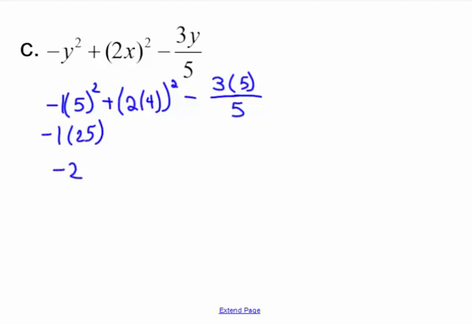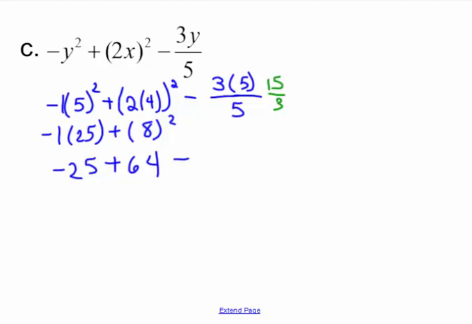Order of operations says I have to do the 5 squared first, which is 25. So negative 1 times 25 gives me a negative 25. This is a place where a lot of people, students and otherwise, will make a mistake. Inside, I'm going to do 4 times 2, which is 8. 8 squared, which is 64. At this point now I have minus, then 3 times 5 divided by 5. Now, you could do 3 times 5, which is 15, and 15 divided by 5 is 3 there.